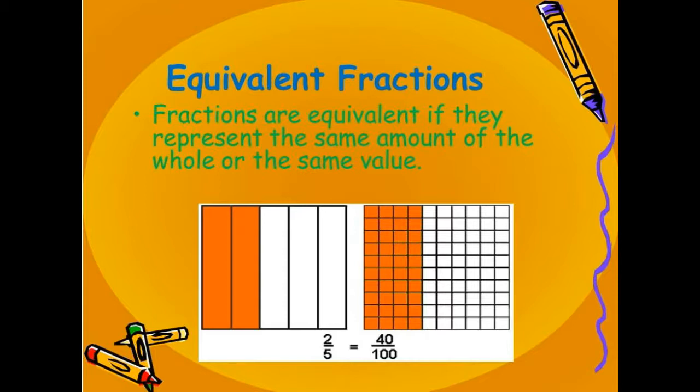In the second diagram, the square is divided into 100 equal parts. Out of 100 parts, 40 are shaded, therefore the fraction is 40 by 100. Now if we simplify 40 by 100, the result will be equal to 2 by 5, which is similar to the first diagram. Therefore these two fractions can be called equivalent fractions.